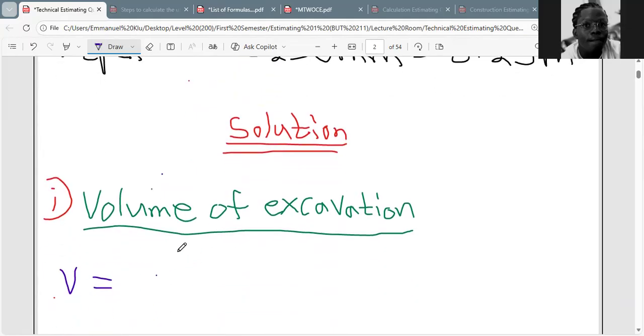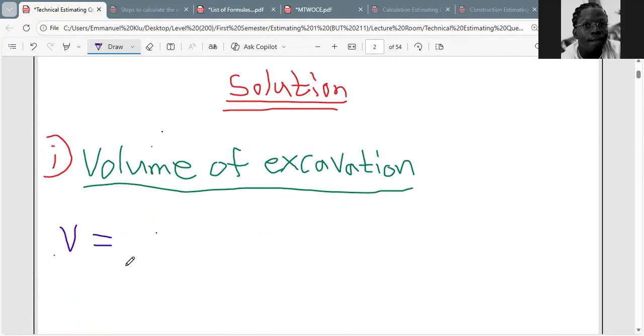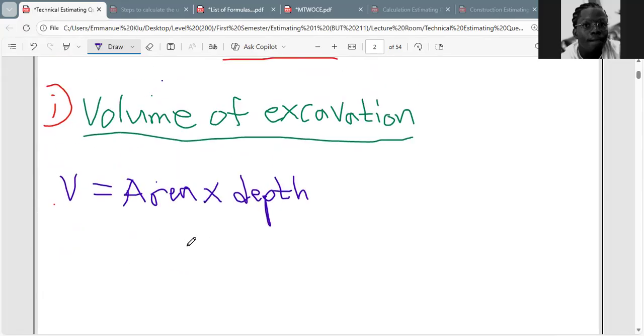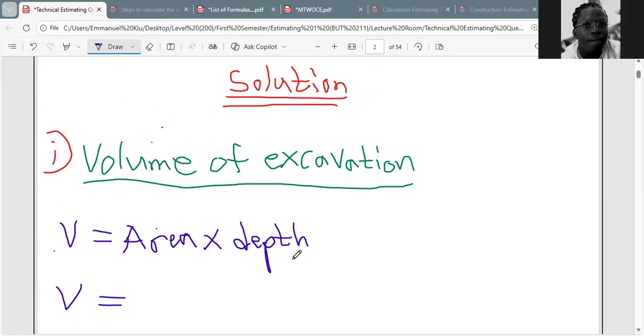Now they say we should calculate for volume of excavation. So our volume of excavation now is going to be equal to what? Area times depth. So at the end of the day, what is our answer going to become? We have to multiply the area times the depth.